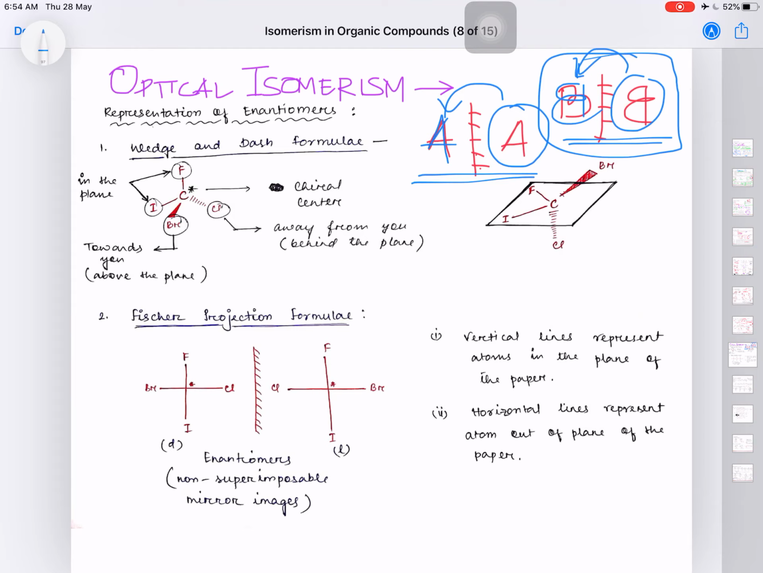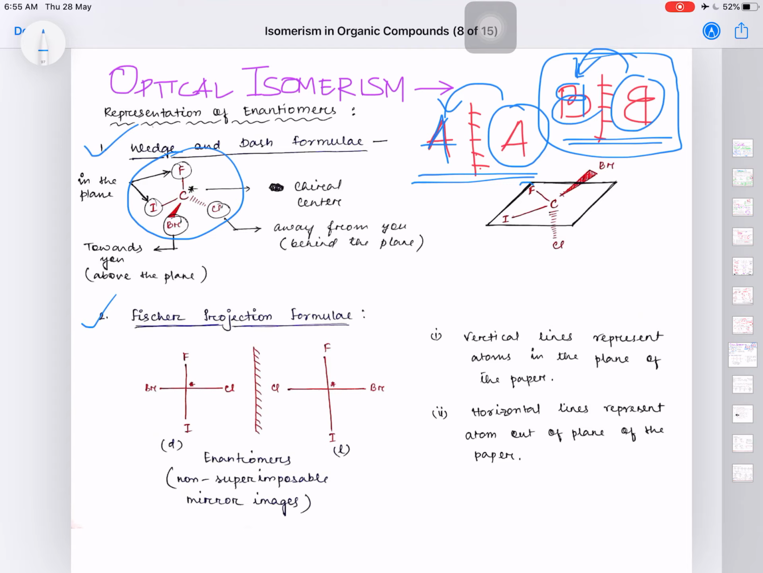These enantiomers are represented by two forms, so two types of representation, two formulas, are there. The first one is the wedge and dash formula, and the second one is the Fischer projection formula. Wedge and dash means what we will do: say we have a tetrahedral structure, a carbon attached to four different halogens. The structure is somewhat like this.